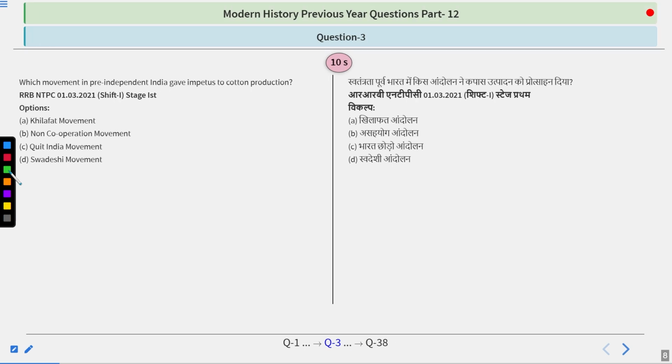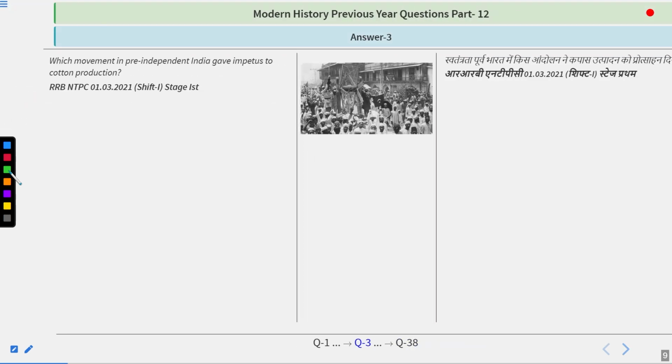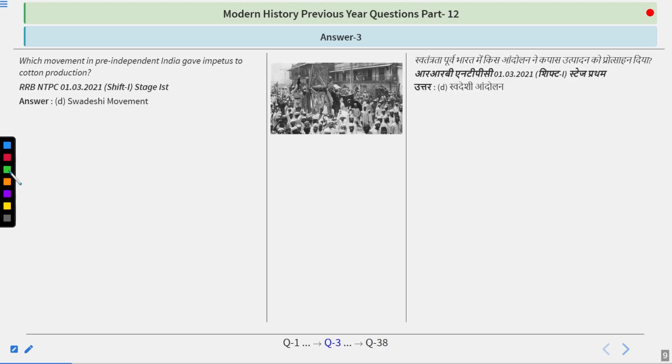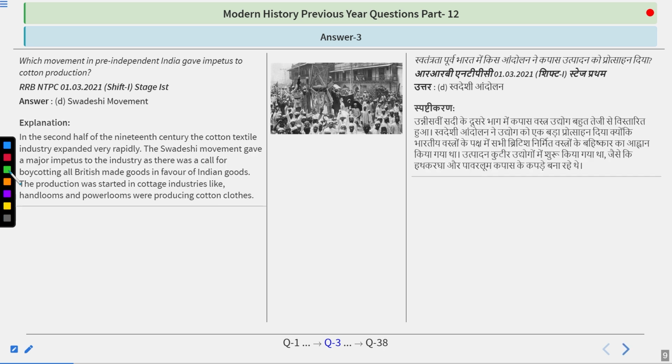Which movement in pre-independent India gave impetus to cotton production? Khilafat movement, non-cooperation movement, Quit India movement, Swadeshi movement? The answer is quite right, because the answer is Swadeshi movement.